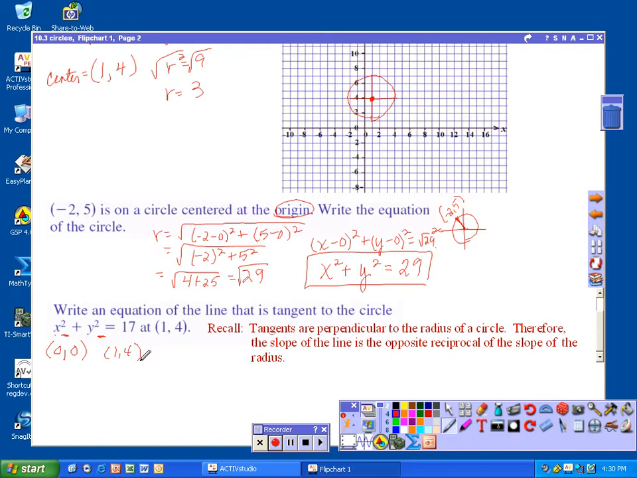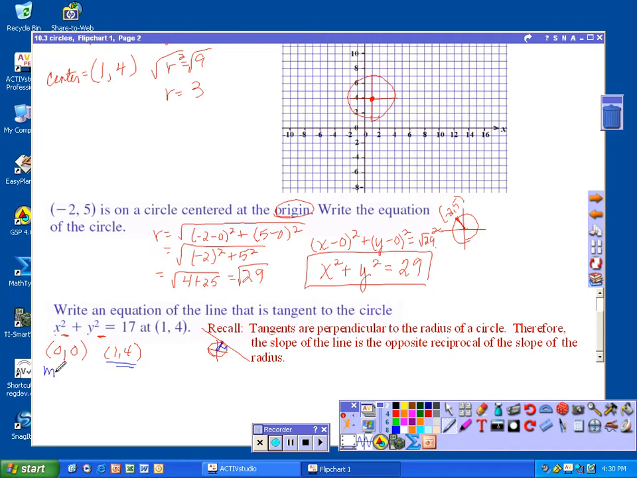So this would create my radius. And if you need to, we can draw ourselves a little circle. And we have (1, 4). And we're going to have a tangent coming out here. So this tangent is perpendicular right at that point. So if I find the slope of this radius, I know I need a perpendicular slope through this point.